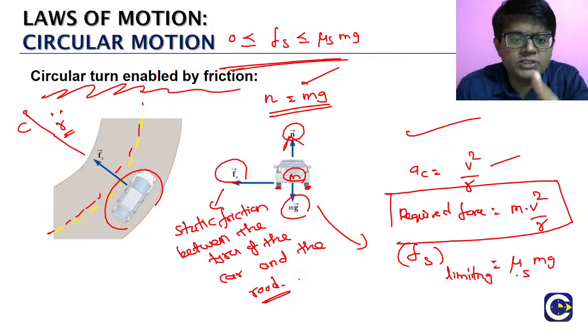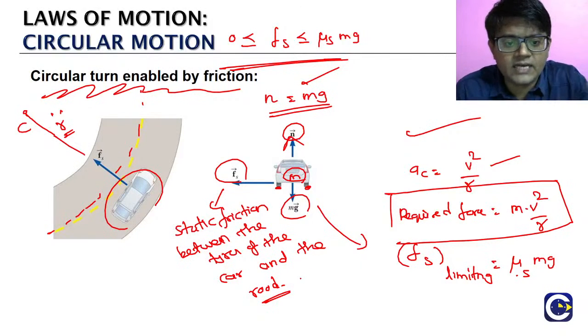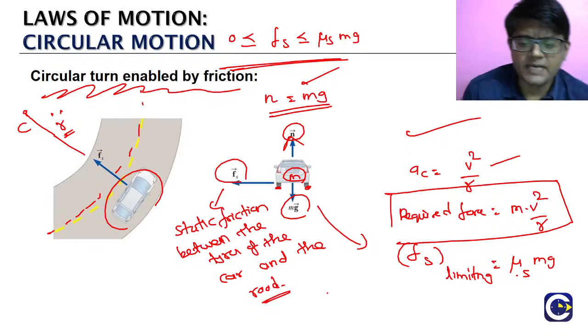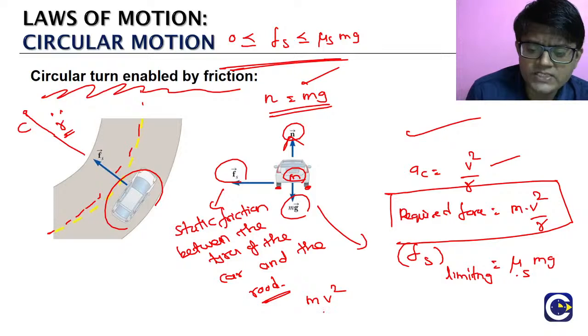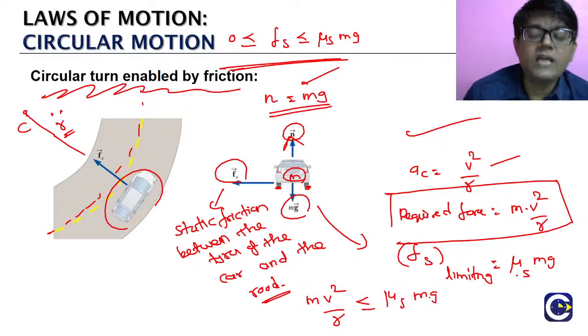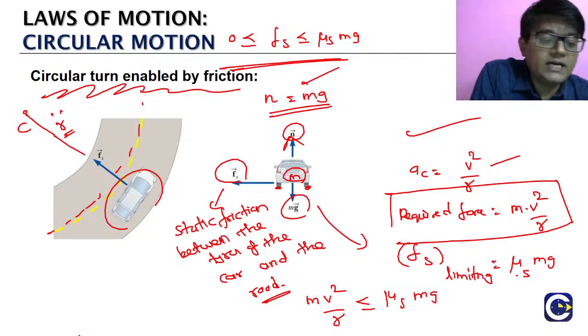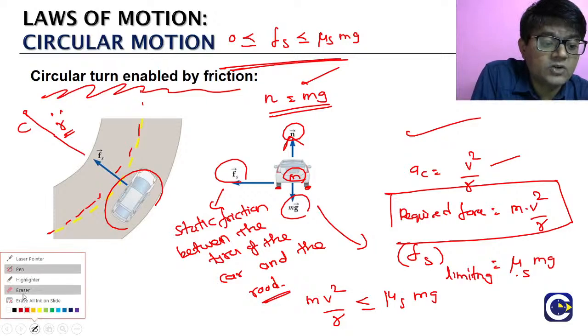Appada, is the circular motion feasible? Illana, the car cannot take the circular path. Okay, so adukana what is the required condition paranga, this mv square by r, right, should be less than or equal to our limiting value of static friction. What is the required condition for the circular turn to be taken?